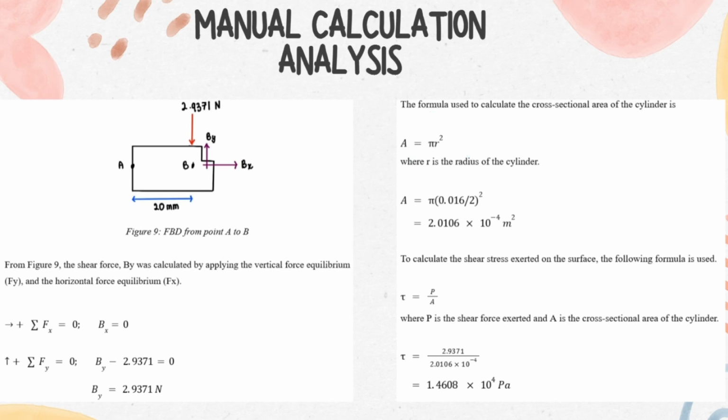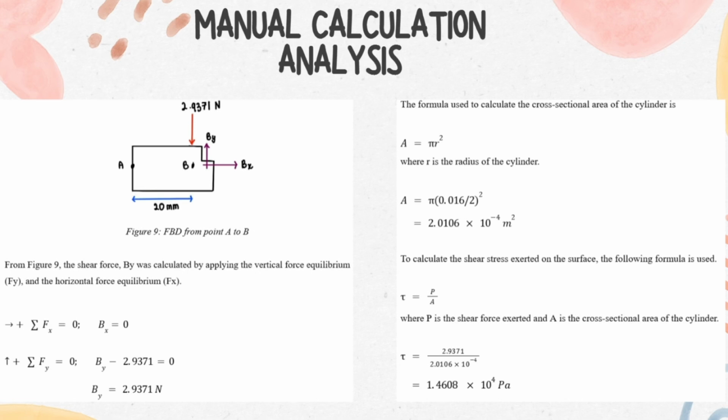And then we have to find the cross-sectional area of the cylinder by using the formula area equals pi r squared. We already know the radius of the cylinder, so we can directly calculate the area. It's 2.0106 times 10 to the power of negative 4 meter squared.